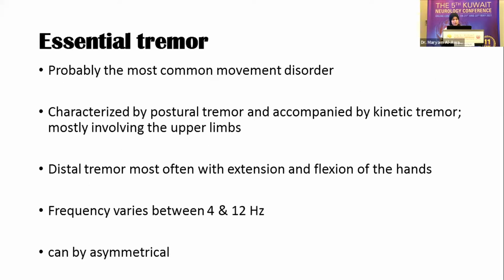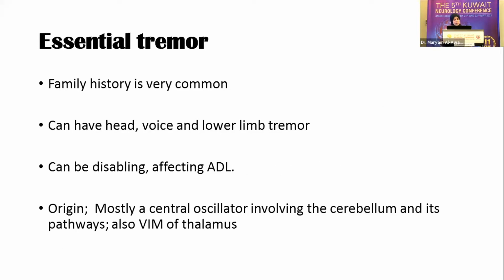Now, this is the last part of my talk, essential tremor. It's probably one of the most common movement disorders that we know. It is characterized mainly by postural tremor accompanied by a kinetic component, mostly involving the upper limbs. It is a distal tremor, most often with extension and flexion of the hands. Frequency usually varies between 4 and 12 hertz, and it can be asymmetrical. So it's important to keep in mind that they will not necessarily have the same severity on both sides.